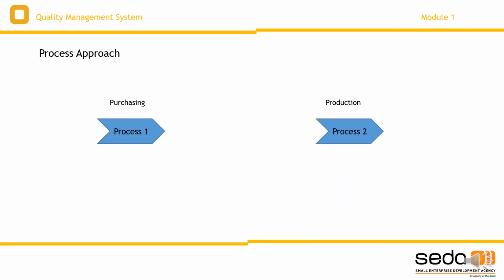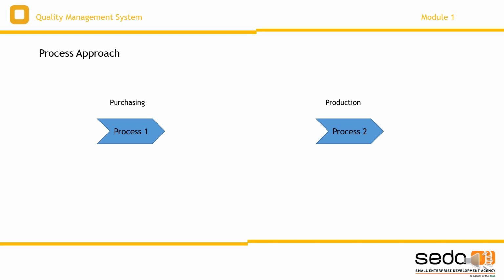For us to understand the process approach and how to apply it, let's consider the following example. We'll discuss two activities. The first activity will be the purchasing, and we'll call it process number 1. The second activity will be production. We'll call it process number 2. And we said for every activity or process, we must identify inputs, processing, and the outputs.